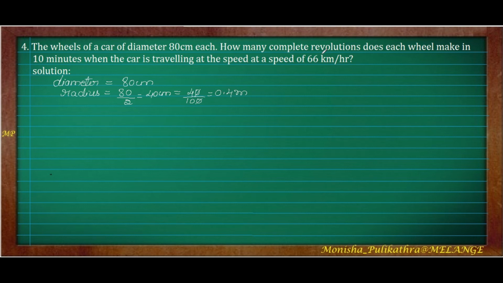Okay, so how many complete revolutions does each wheel make in 10 minutes? They have asked, the wheel will be rotating, right? So in 10 minutes, how many revolutions will this wheel make if the car is moving at a speed of 66 km per hour? So this is the question. First we have converted the radius, which is given in centimeter, into meter.